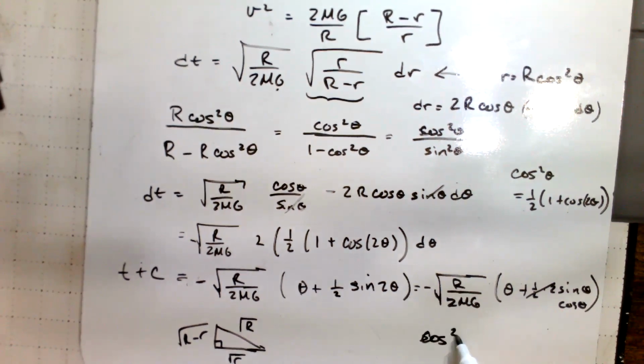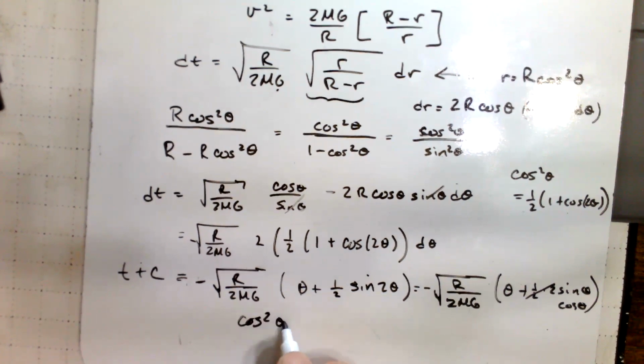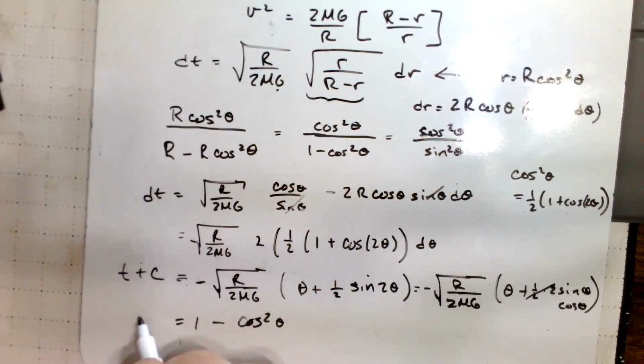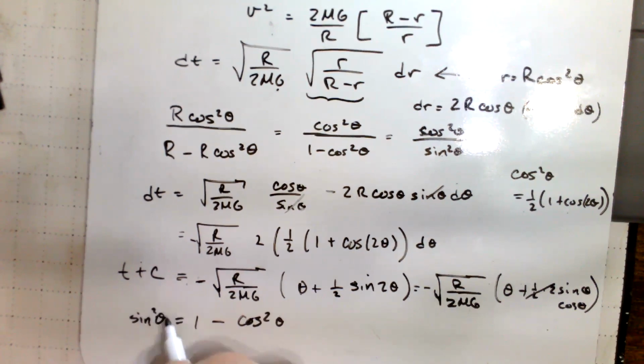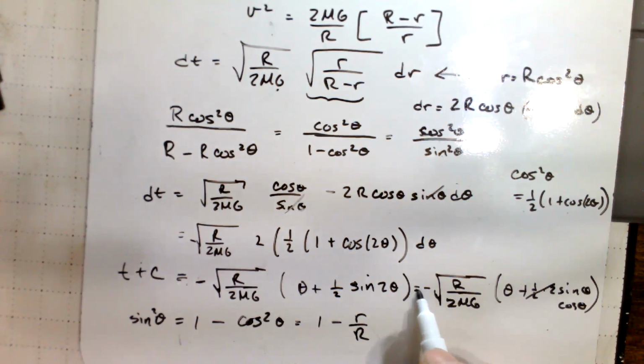So cosine squared theta, if I use that. Yeah, I don't know. Maybe I can just do it that way. Then it'll be easier. Okay, the cosine squared theta is 1 minus, is equal to sine squared theta. And you know what cosine squared theta is? That is 1 minus the r over R. That seems fair. And maybe we can absorb the negative in there.